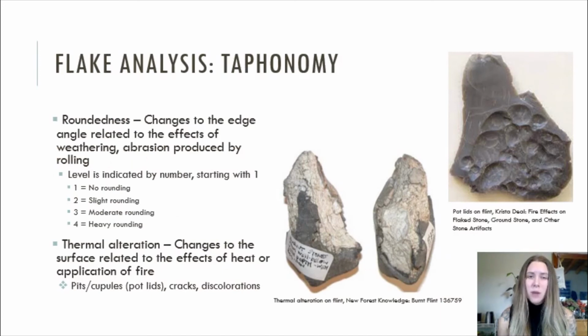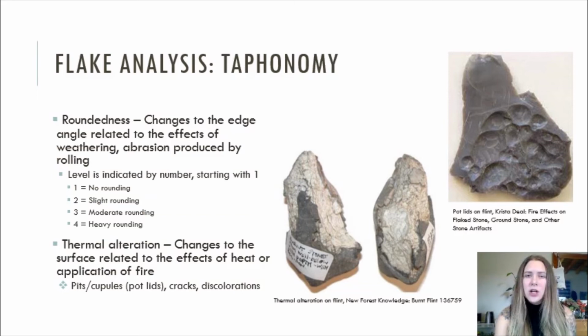Another form of taphonomic influence that should be watched for is roundedness, which are changes to the edge angle related to the effects of weathering, generally abrasion produced by rolling, often in stream beds. The level of roundedness is indicated by a number starting with 1. This starts at 1 rather than 0 because of potential computational problems when using databases. So generally 1 would indicate no rounding, 2 is slight rounding, 3 is moderate rounding, and 4 is heavy rounding.